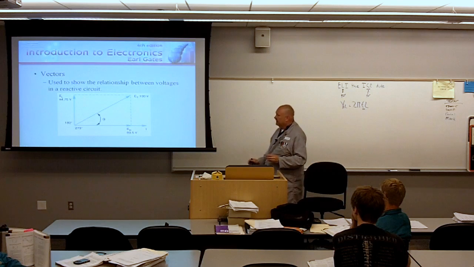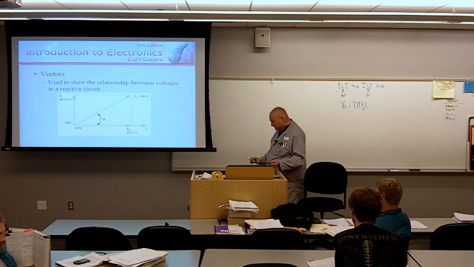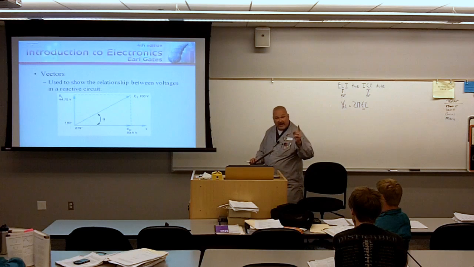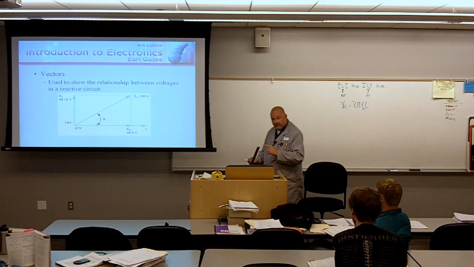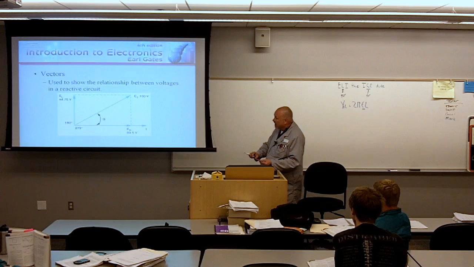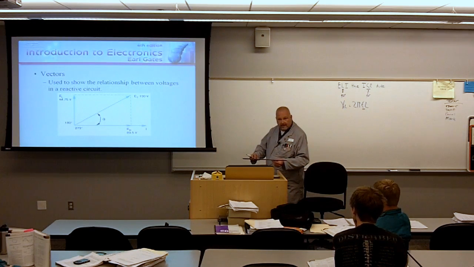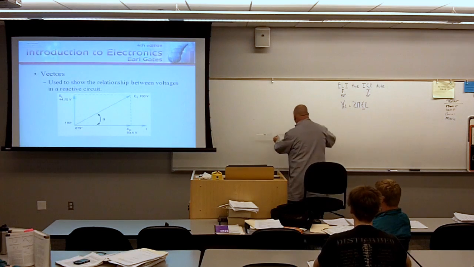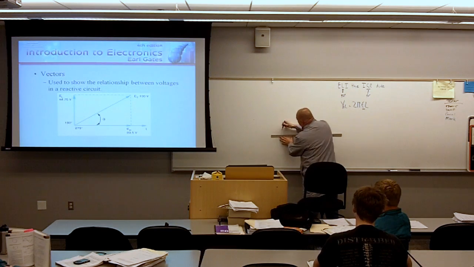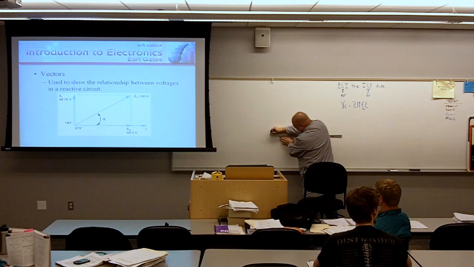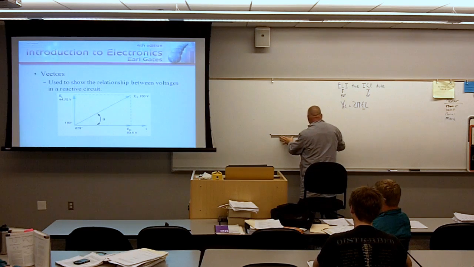ER is going to be 90 volts. So for the case of illustration here, since EL is 1/2 of ER, I am going to make ER 24 inches. I'm going to make it 24 inches. So this is going to be my reference point. And then I'm going to draw this.